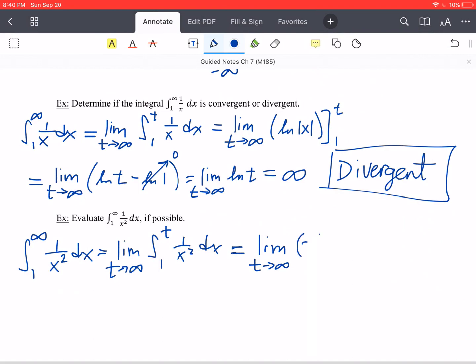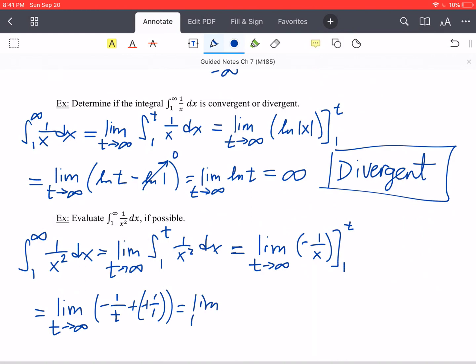The antiderivative of 1 over x squared is negative 1 over x, and this is evaluated from 1 to t. Now let's go ahead and evaluate. We still have our limit. Now we have negative 1 over t minus negative 1 over 1, so that's just going to be a plus. I'm going to switch the order, putting the positive 1 in front: the limit as t approaches infinity of 1 minus 1 over t. Just personal preference.